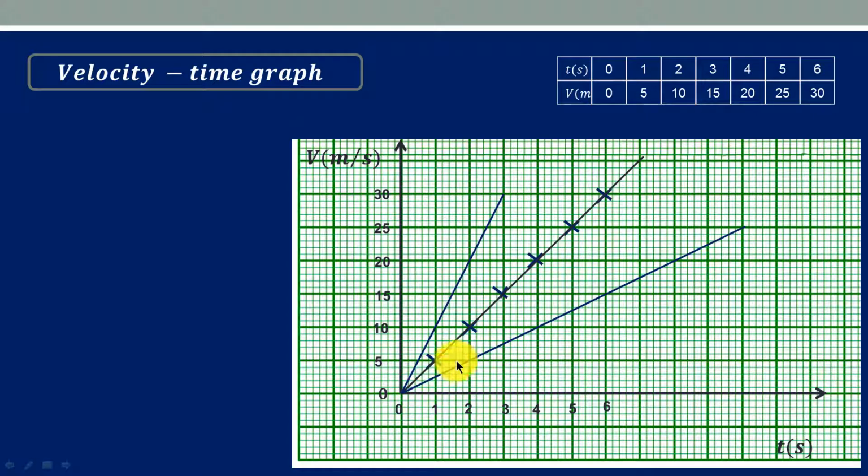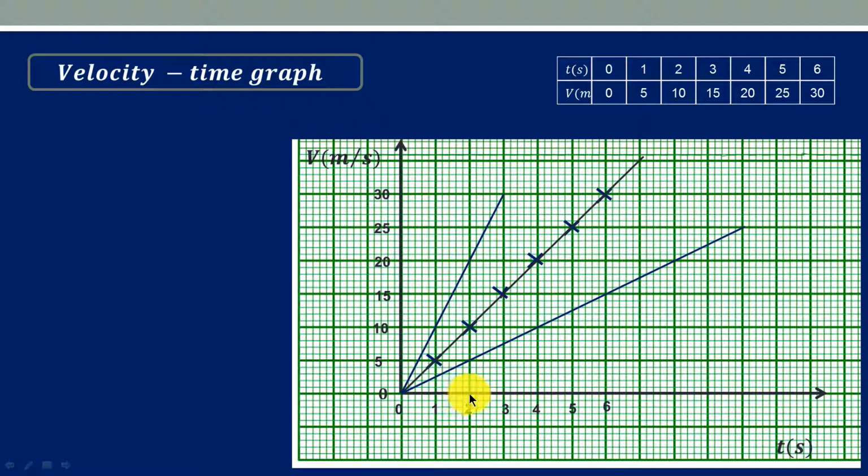Supposing we are given this type of graph, is it possible to tell or to determine the rate at which the velocity is increasing? Let's check. In the first 1 second, the velocity of the object is, this must be 2.5. It is exactly between 0 and 5. So, the velocity has increased from 0 all the way to 2.5 in 1 second.